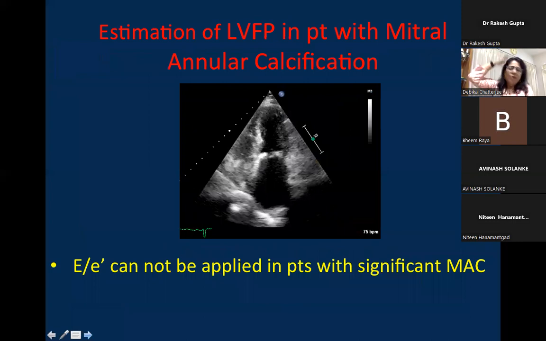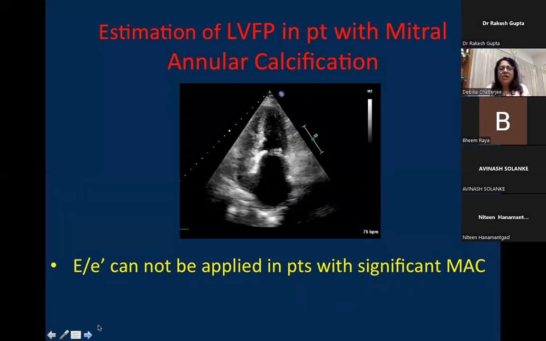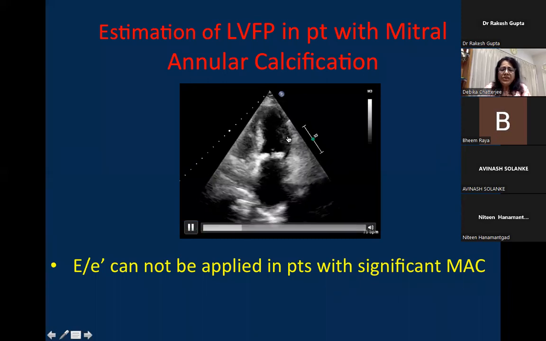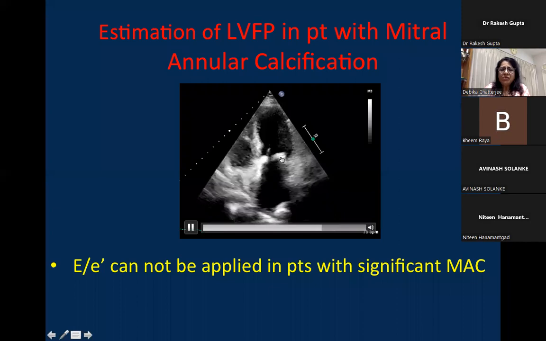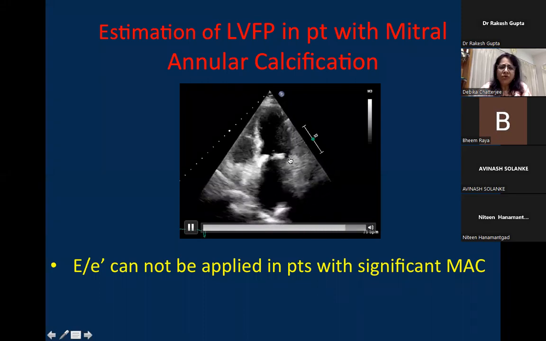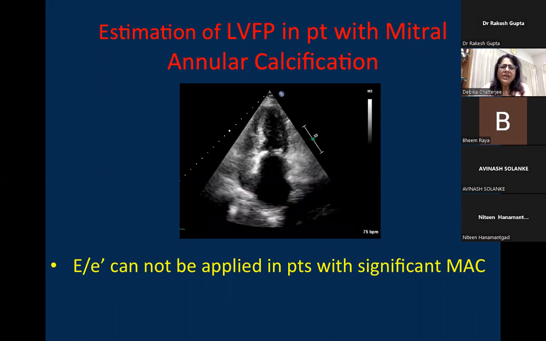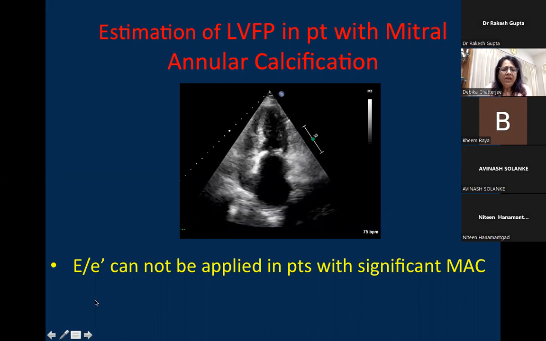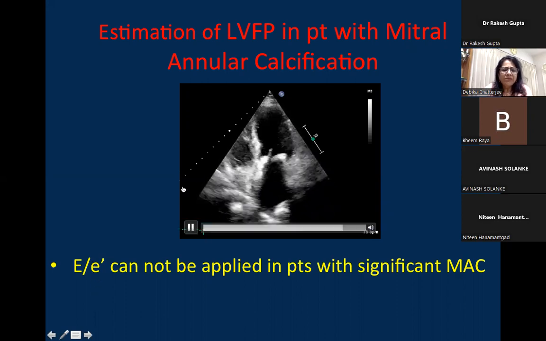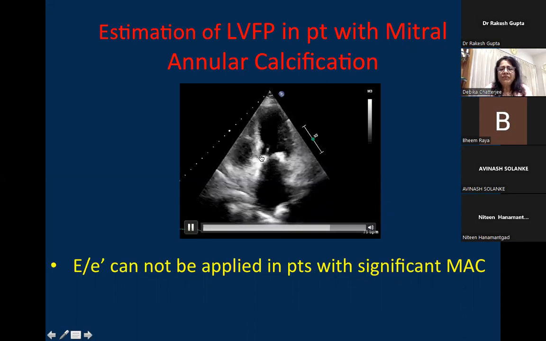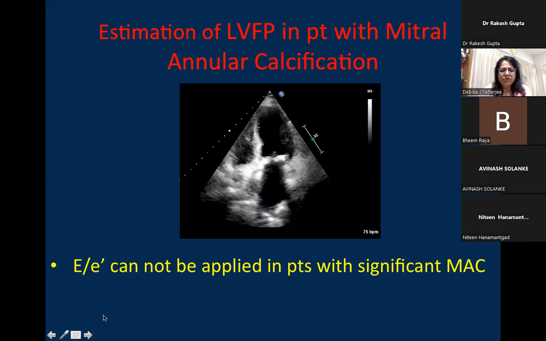Now, as I have described, average E by E prime, see, there is a condition called annular calcification, mitral annular calcification. Calcified annulus cannot show the proper velocities. So in this group of patients where there is mitral annular calcification, E by E prime, which is the velocity of the annulus, cannot be applied when there is significant calcification in the annulus.